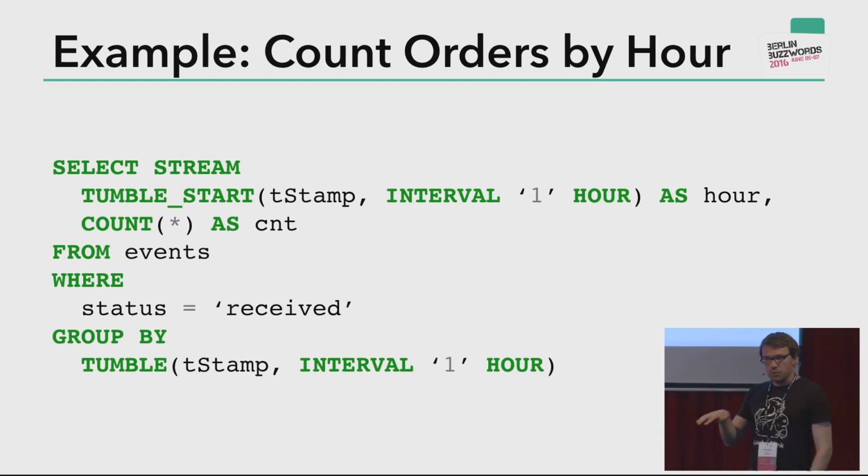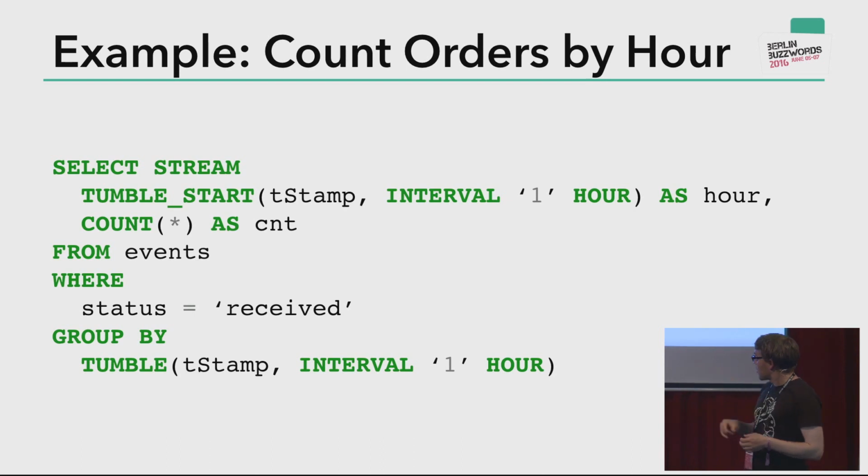Then we have the WHERE clause, where we put a local predicate. We say we're only interested in the events with the status receive, so we only want to count how many orders arrived at the warehouse. And then in the GROUP BY clause, there's something special. There's this TUMBLE function, which computes a window ID, the ID of the window in which a certain record will be aggregated. And here you say TUMBLE timestamp. So we're looking at the timestamp column of the events. We want to use the time of the event to compute the aggregates.